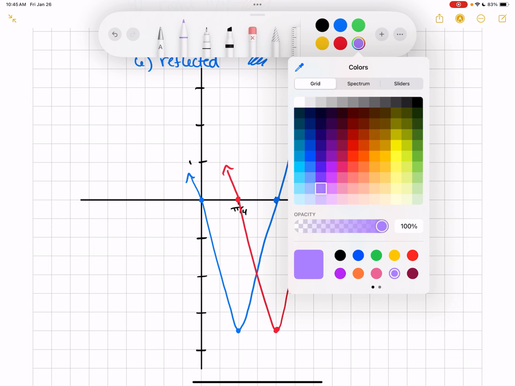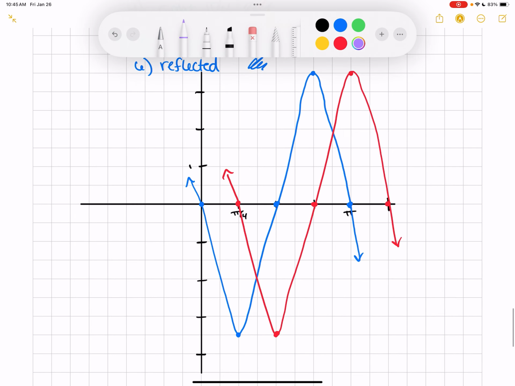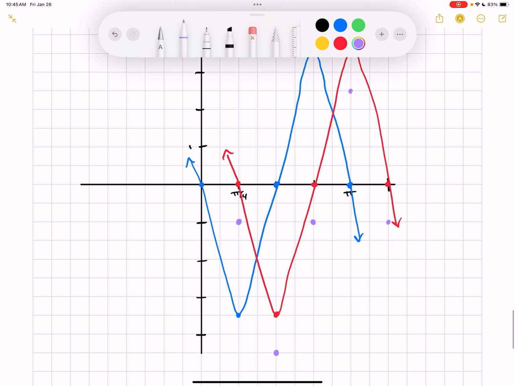I'm gonna use light purple. All right, so then down 1. So every point is coming down 1. And it's the red points that are going down 1. So this is the final one.